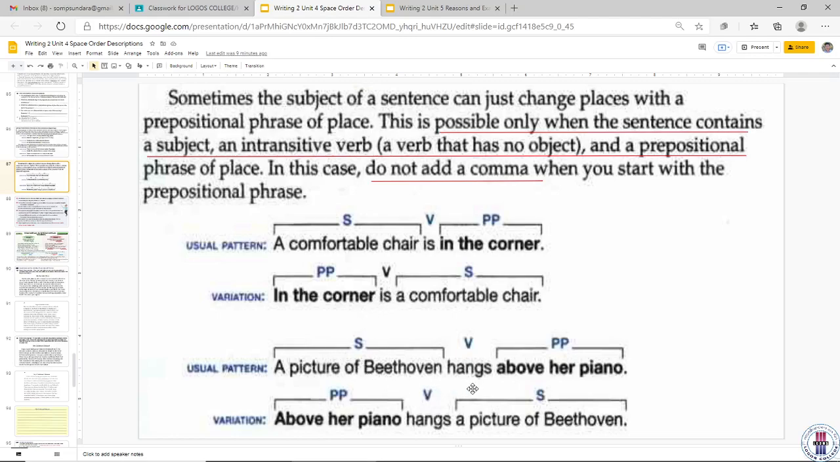A picture of Beethoven hangs above her piano. Above her piano hangs a picture of Beethoven. Preposition of place, key.